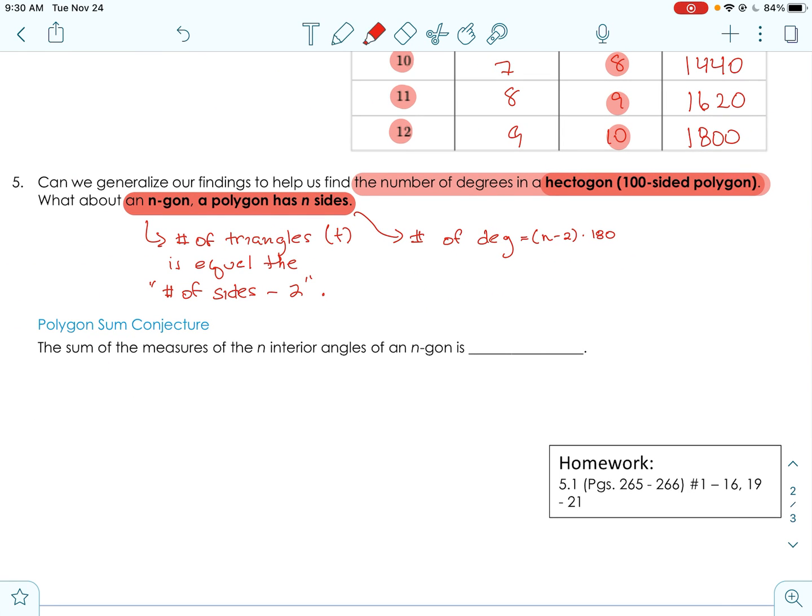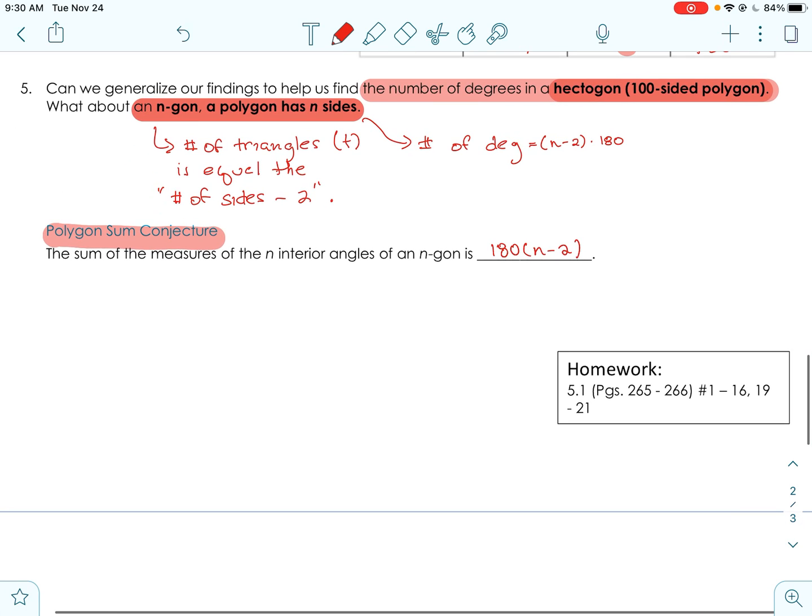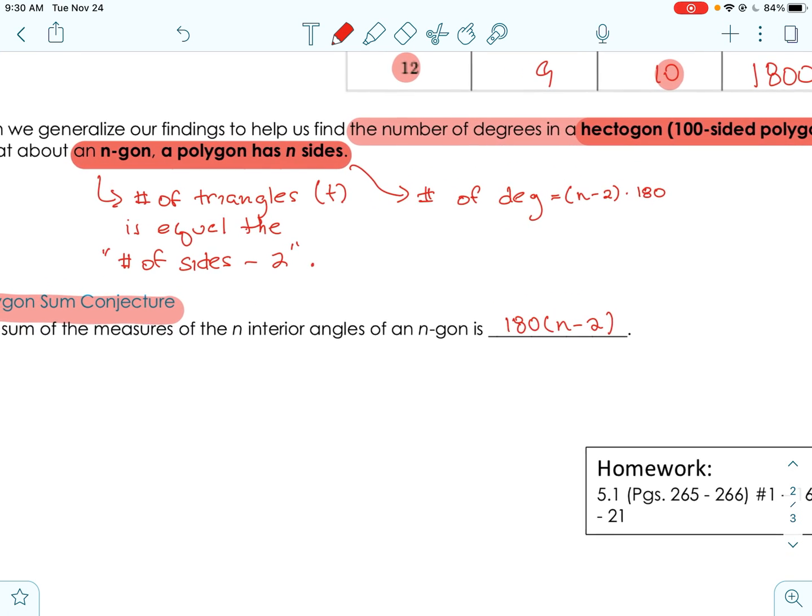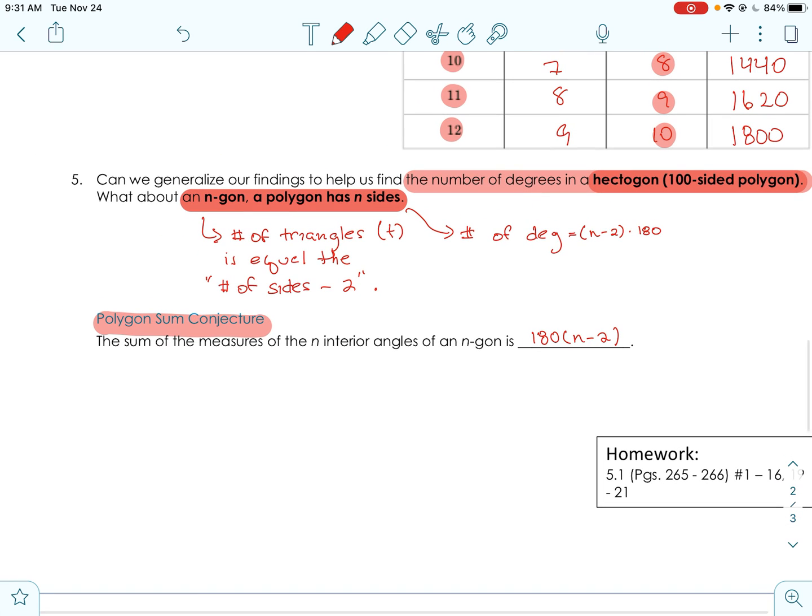So what we come up with is the Polygon Sum Conjecture. And what that states is that the sum of the measure of the interior angles of an n-gon, so an n-gon means any number, 15, 16, 17, 18, 19, it's an equation for any number of side polygon, would be equal to 180 times n minus 2. Okay? So you take that and you're able to then quickly find the number of degrees in any polygon.